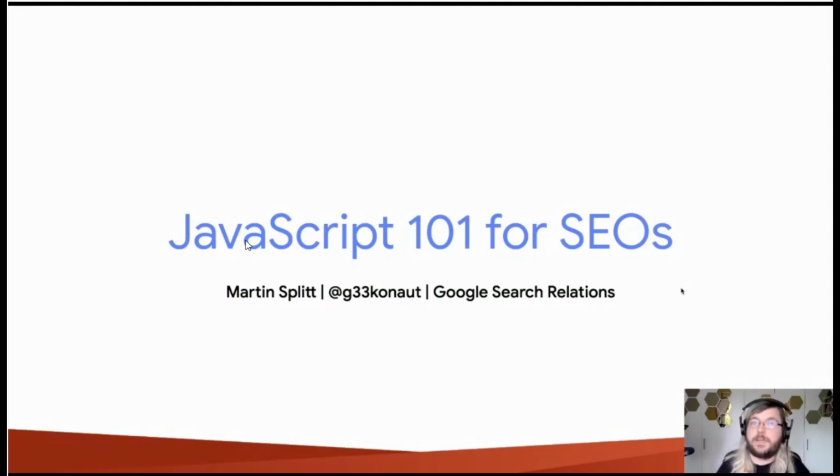So my name is Martin Splitt. I am a developer advocate in the search relations team at Google. And I'm here to talk a little bit about JavaScript for SEOs, more or less the basics.